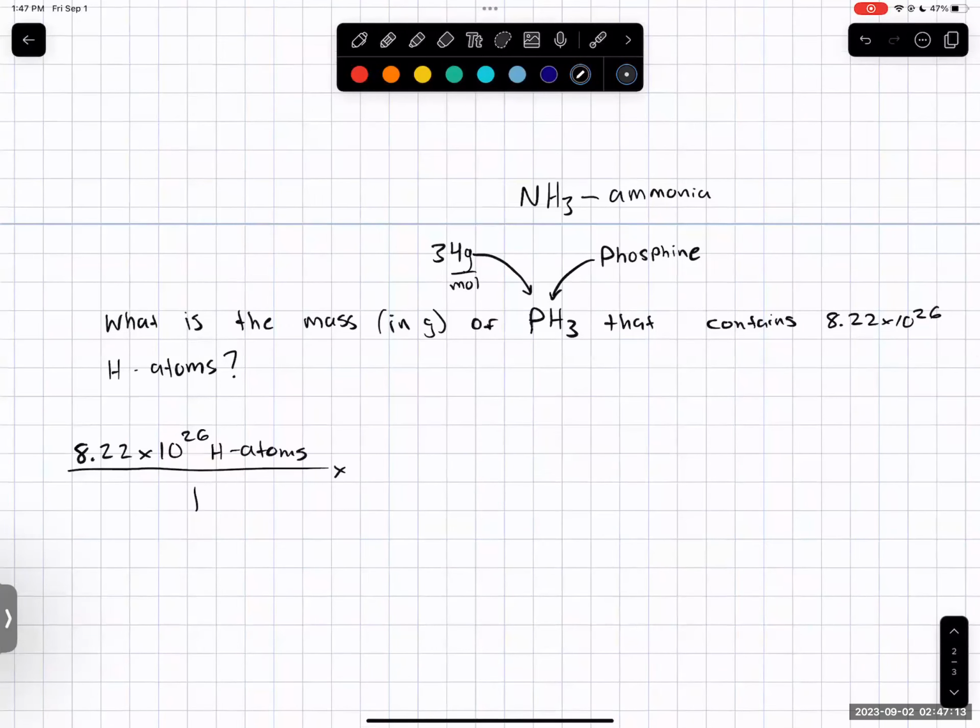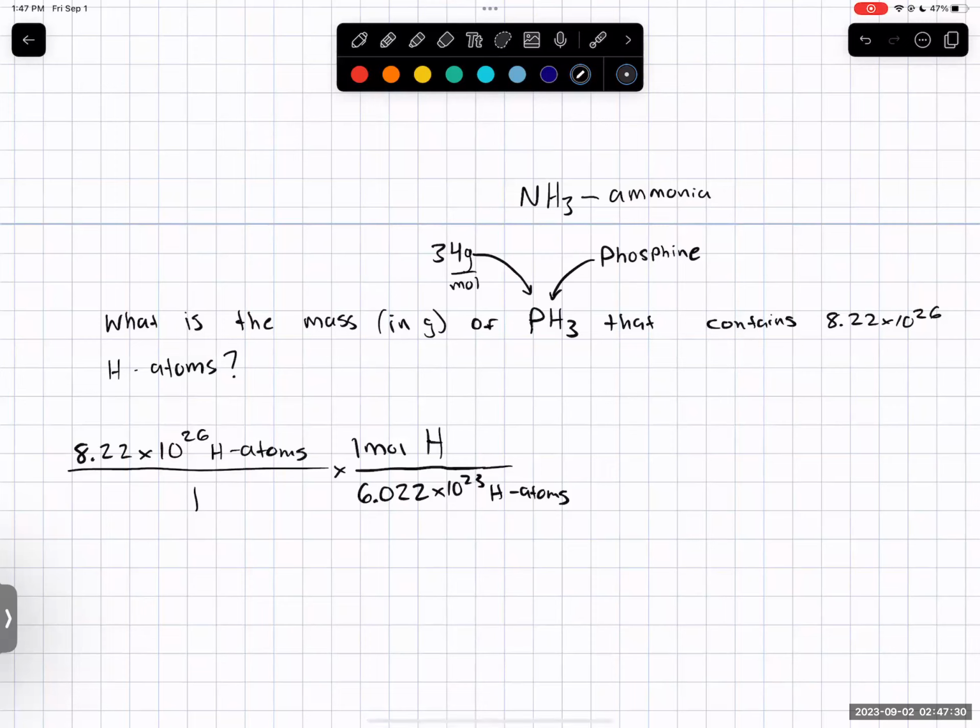So moles of what? We're going to use Avogadro's number on the bottom, and we know that there's 6.022 times 10 to the 23 H atoms in 1 mole of hydrogen atoms. That makes sense? Next step: there are 3 moles of hydrogen in 1 mole of phosphine, PH3. This highlighted step makes sense? Yeah, it's just a ratio.